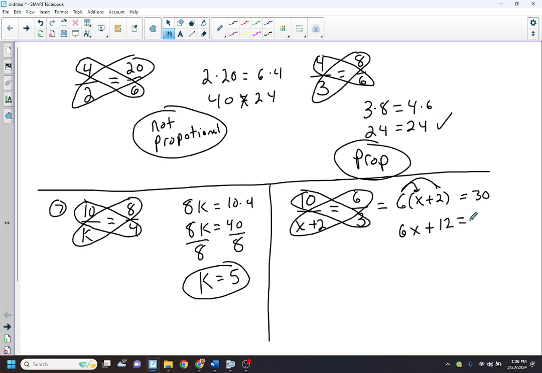I made this one up. So in this situation, when you have a little equation here, you've got to make sure when you multiply, you distribute. So 6x plus 12 equals 30, minus 12, minus 12. 6x equals 18, divided by 6, divided by 6, x equals 3.